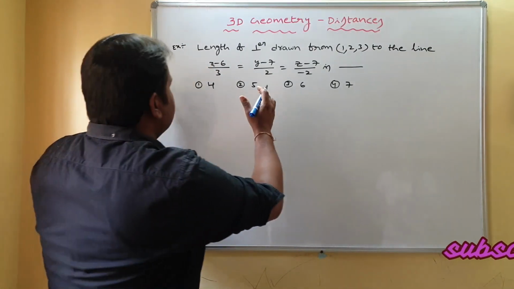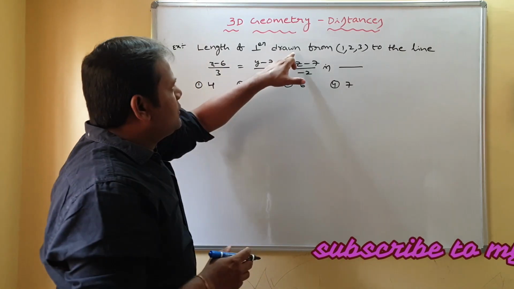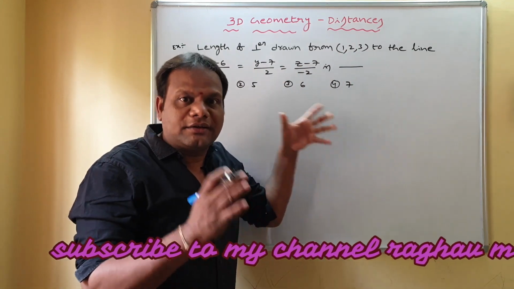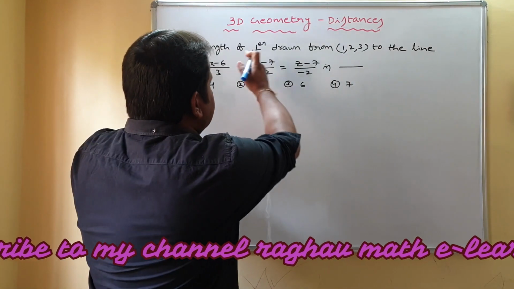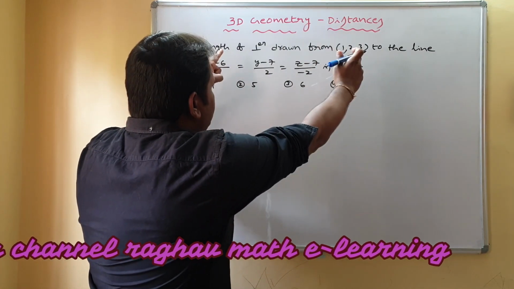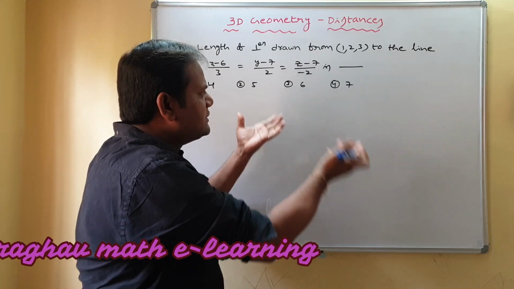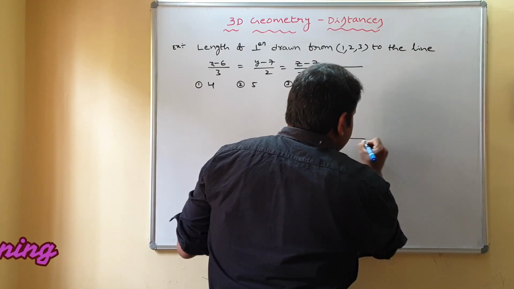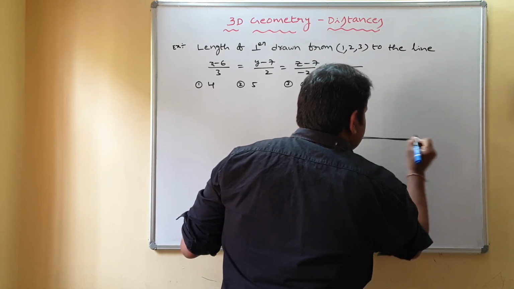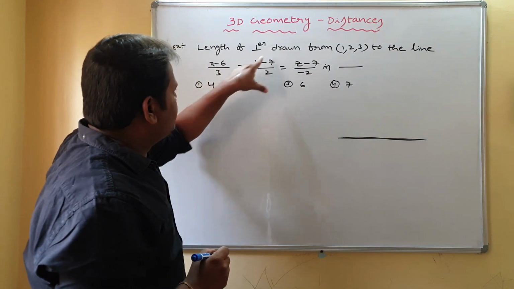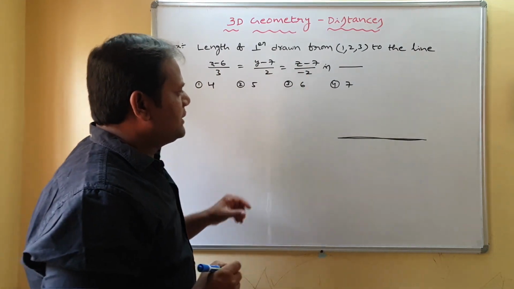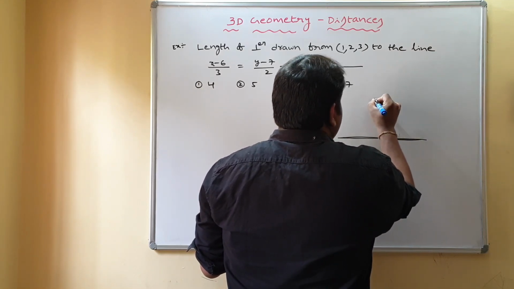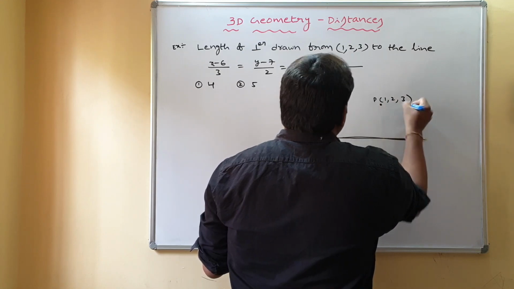Now we go through one example. Length of perpendicular drawn from a point to a line means asking perpendicular distance. See here. Suppose a line is given. Suppose I am taking this is the line. What is this line? x minus 6 by 3, y minus 7 by 2, z minus 7 by minus 2. One point is given. Suppose I am taking that it is P, 1 comma 2 comma 3.